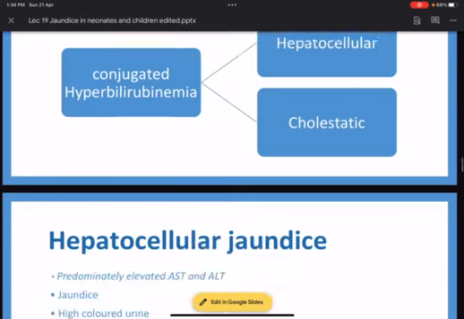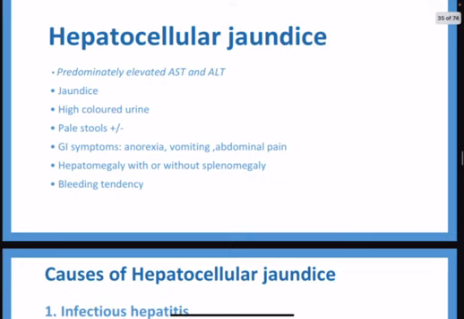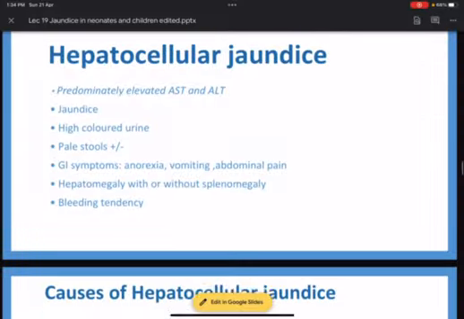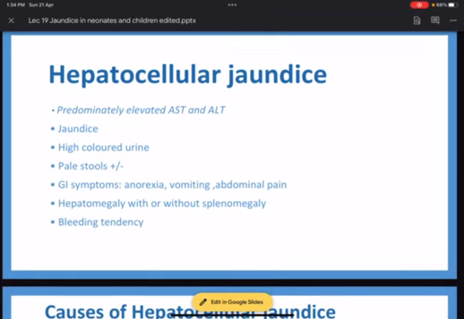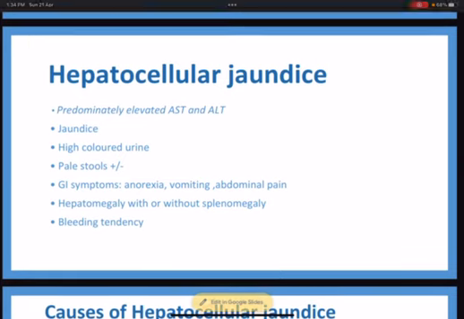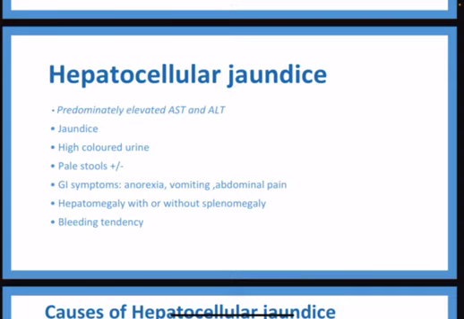We won't go back and repeat them. Anyway, hepatocellular jaundice means there is a problem with the hepatocyte. The cause may be infection, injury. Right? ALT and AST would be elevated. The baby is jaundiced. Urine color is very dark. If it's hepatocellular jaundice, can I see pallor or pale stool? Well, this depends on whether the underlying pathology includes stasis or outflow obstruction or not.